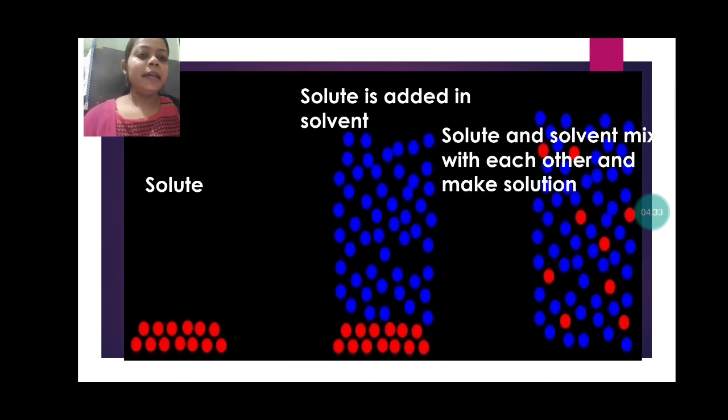Okay, and that's why the level of the solution is not increasing. Very important. Solute and solvent mix with each other and make the solution. When these molecules mix with each other, the level of the water does not increase. Why? Because whatever empty space is present in between the molecules of the solvent, that empty space is occupied by the molecules of the solute. That's why the level is not increasing. Okay, and we are getting the solution only.